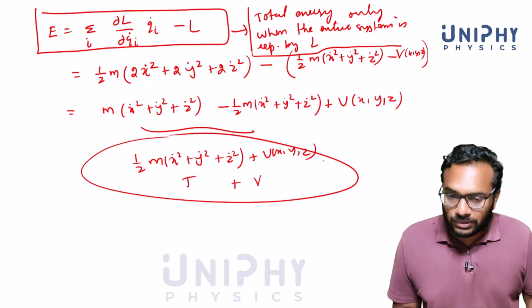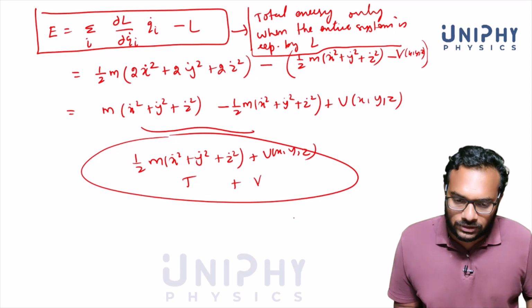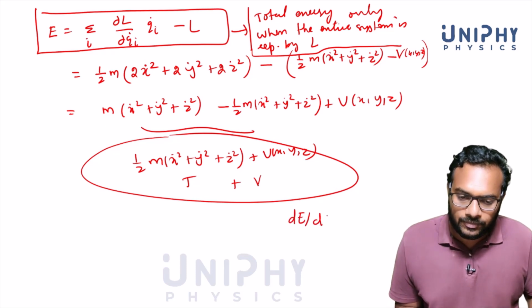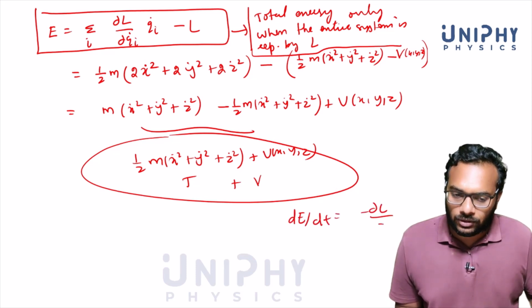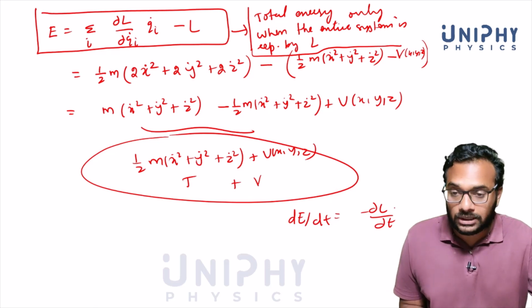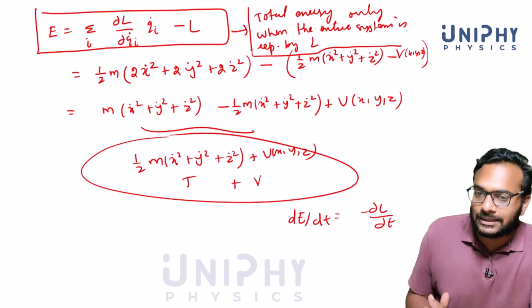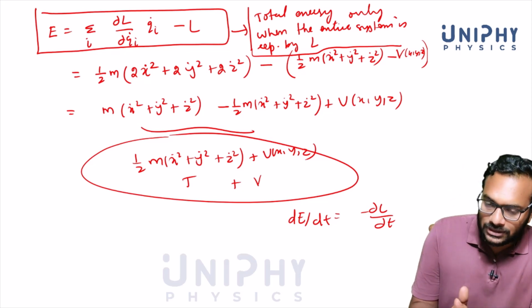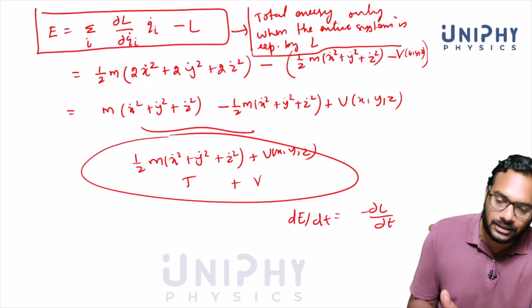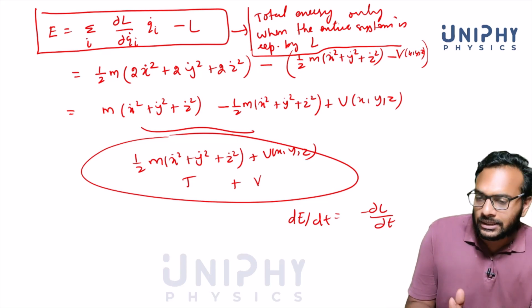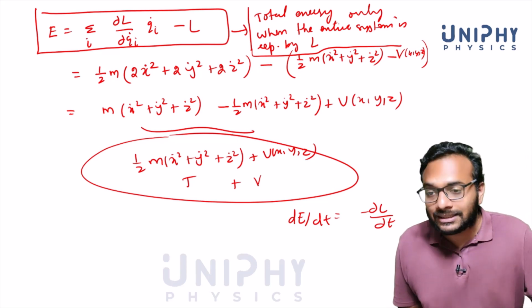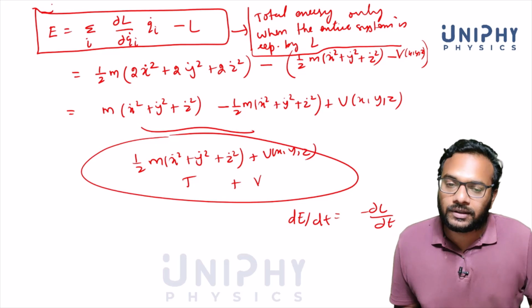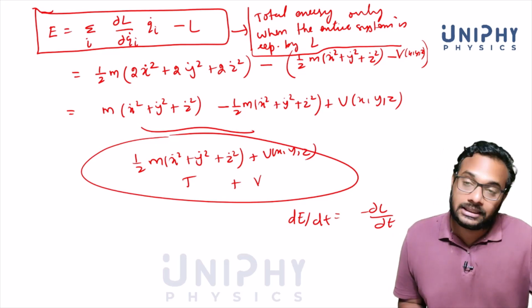But the relation dE/dt equal to minus ∂L/∂t will always hold. However, it need not be the total energy unless you are talking about a closed system, where the Lagrangian is representing the whole system. If it's not a closed system, then this is not the total energy. You have to be a bit careful here.